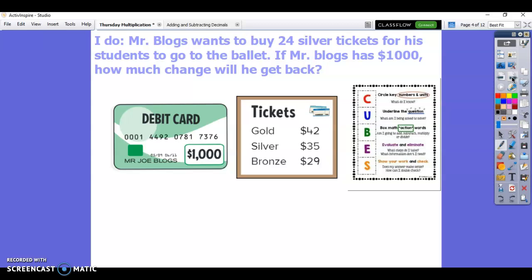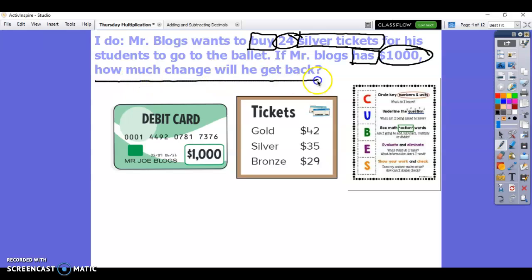So the first thing we want to do is go through the CUBES. Mr. Bloggs wants to buy 24 silver tickets for his students to go to the ballet. If he has $1,000, how much change will he get back? So there are lots of things here that we need to look at.